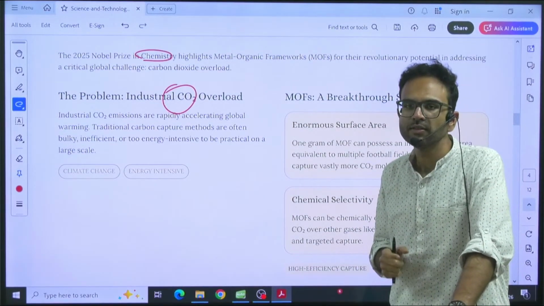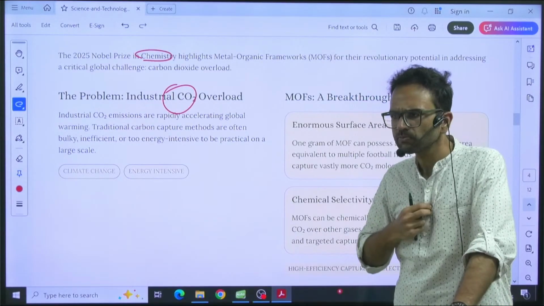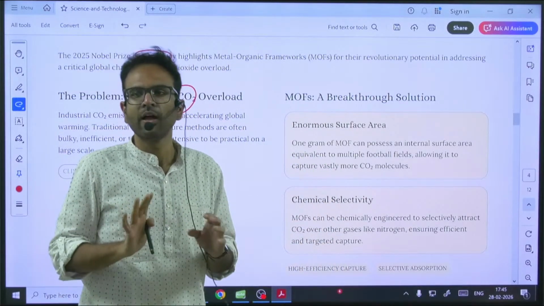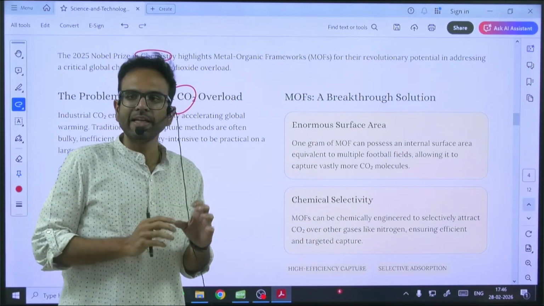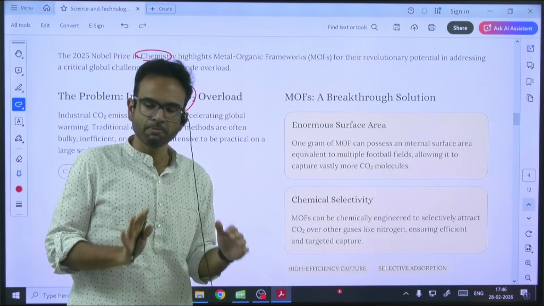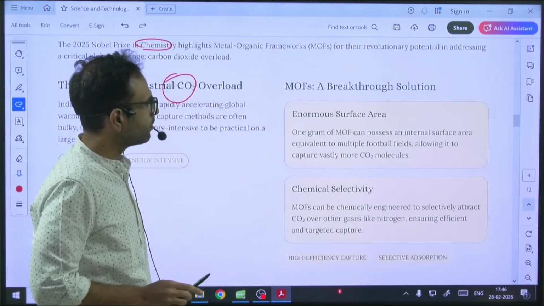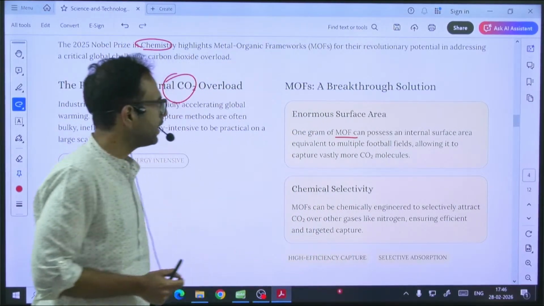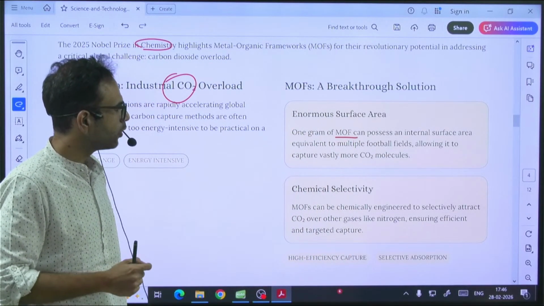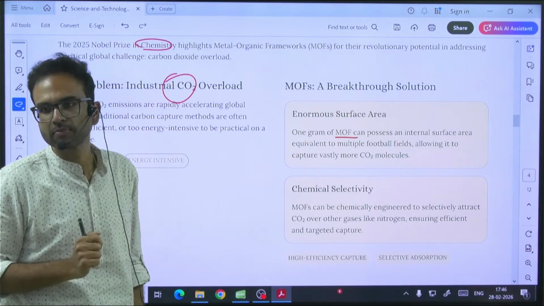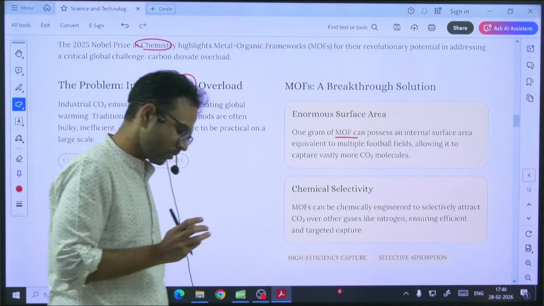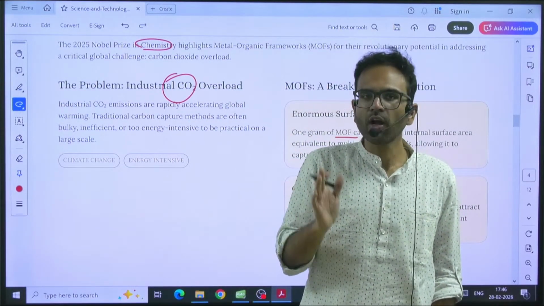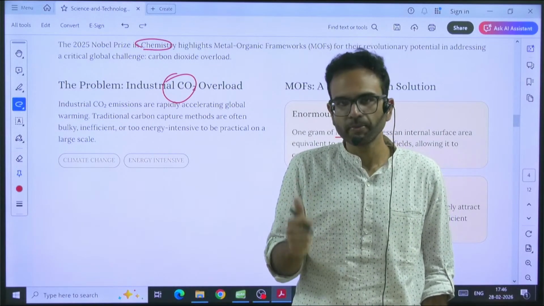So, what is this MOF? You need to know the basic crystal solid state chemistry basically. Again, I will not try to include a lot of jargon. I will try to simplify things for you. Just read what I'm saying. 1 gram of this can possess an internal surface area equivalent to multiple football fields, allowing it to capture more number of molecules. If you are curious, you will become a scientist. If you want to stop here, good, you will become a UPSC aspirant.